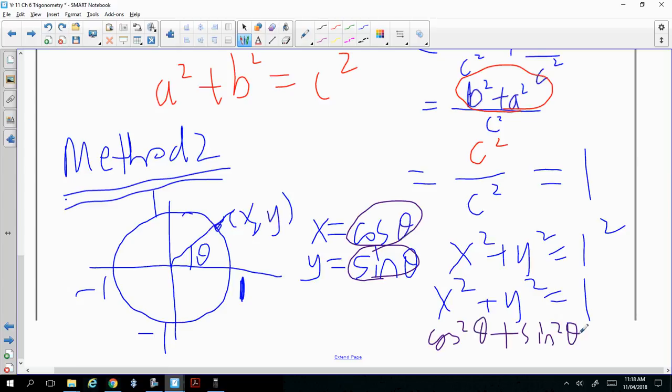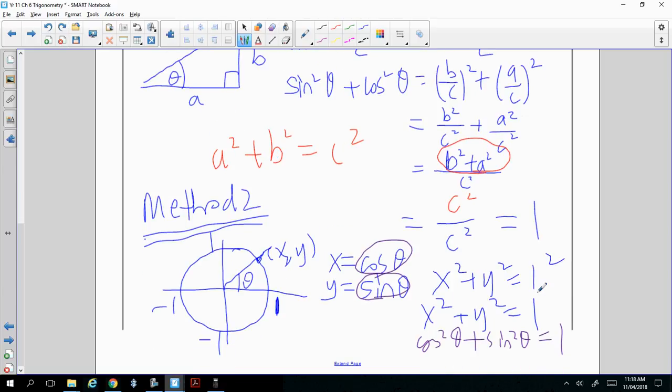I think that's a better, more rigorous proof because that theta doesn't have to be in the first quadrant, it could be in any quadrant. Whereas here, it's limited to the acute angle. But that has more meaning, right? Okay, we're going to move on.